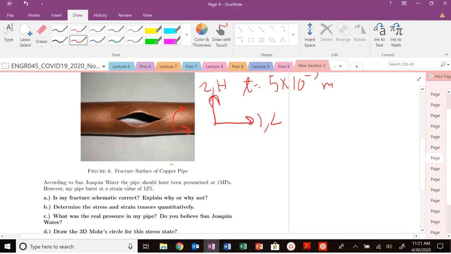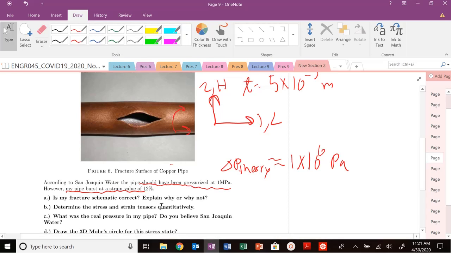So according to San Joaquin water, the pipe should have been pressurized at 1 megapascal. So delta P theory should be approximately 1 times 10 to the 6 pascals. However, my pipe burst at a strain value of 12%.